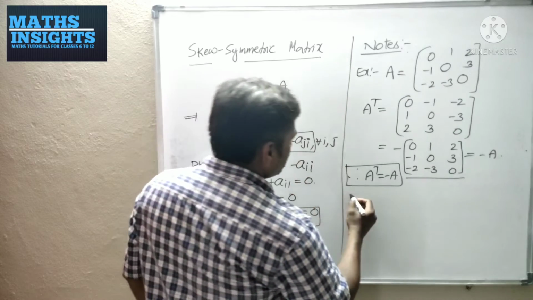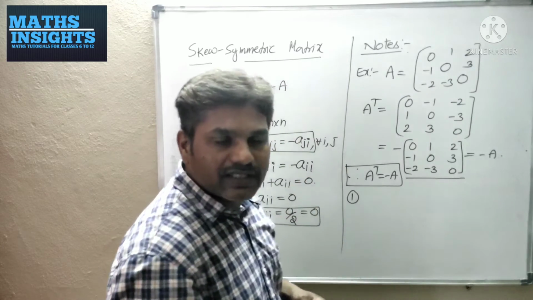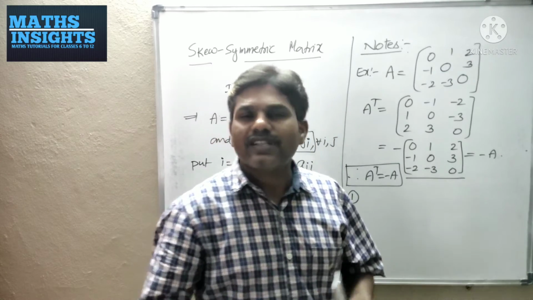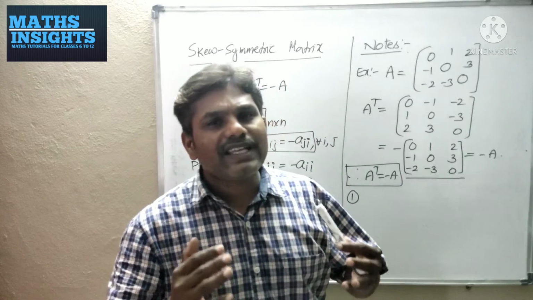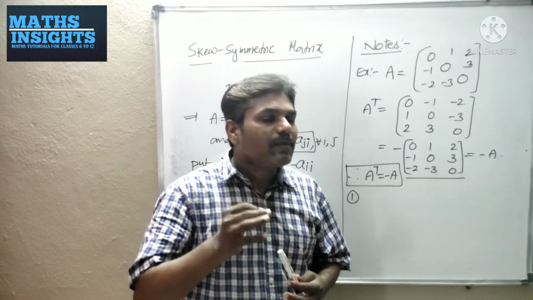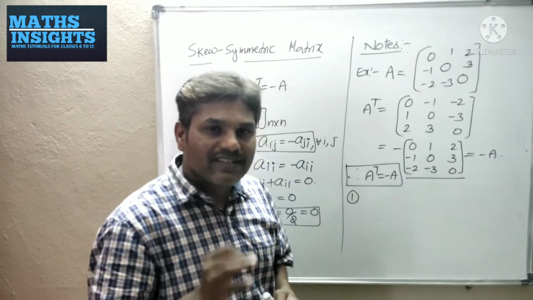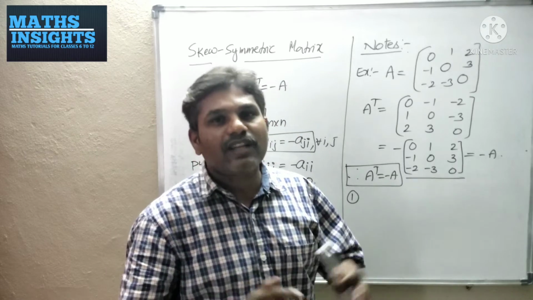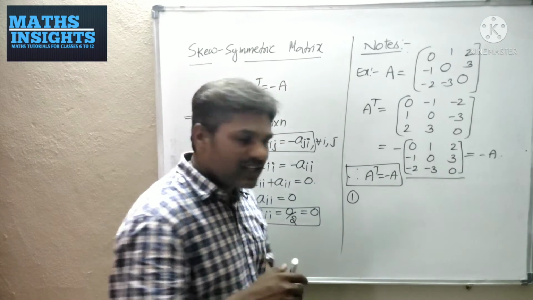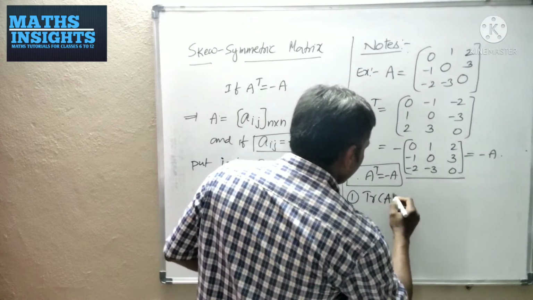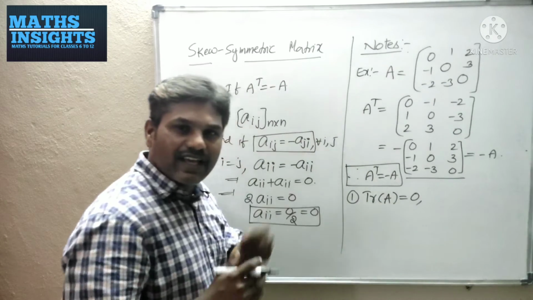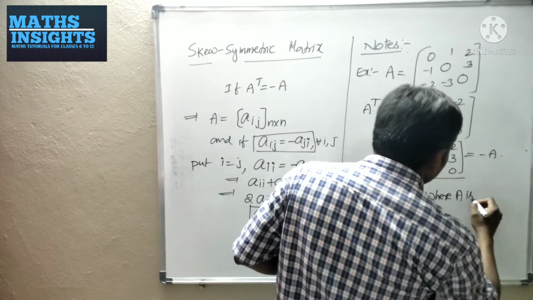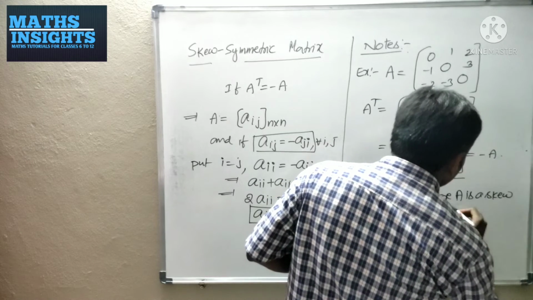Now I am going to the notes. The first note says that the trace of a skew symmetric matrix is 0. Again the question arises, what is meant by trace? Trace is the sum of elements in the principal diagonal. Clearly we discussed that the elements in the principal diagonal are 0. Therefore adding whatever the number of zeros, you will get 0 again. Therefore trace of A is equal to 0, where A is a skew symmetric matrix.